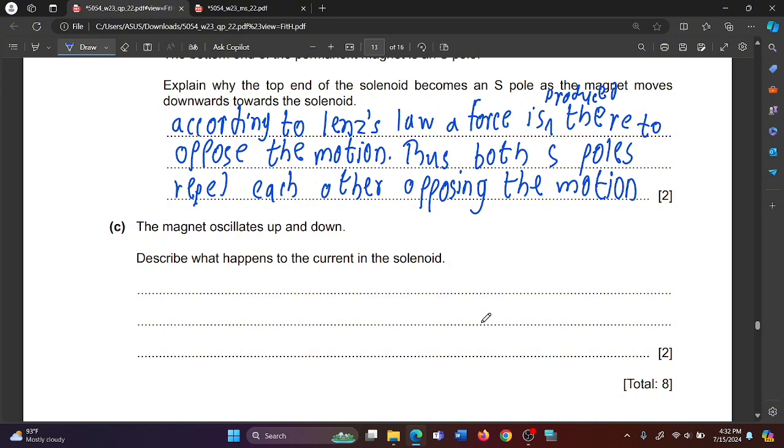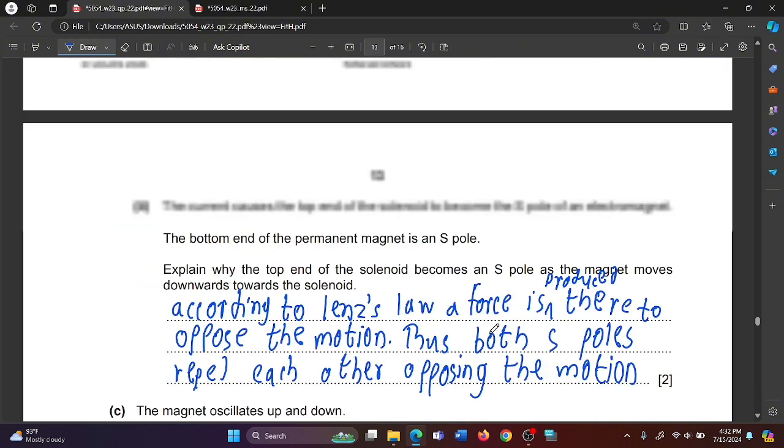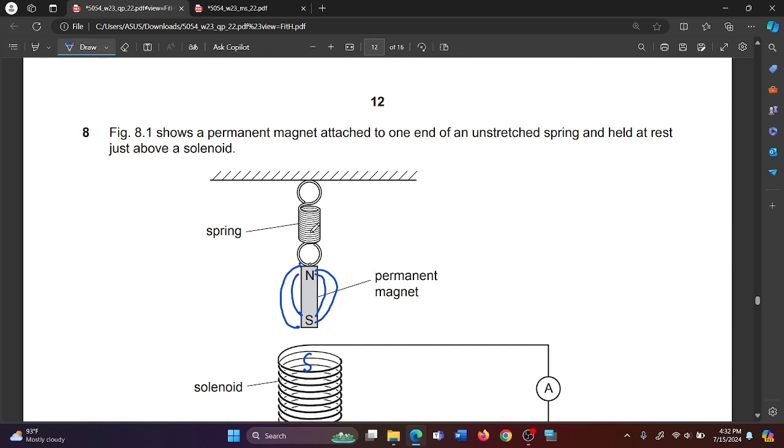Describe what happens to the current in the solenoid. As the magnet is connected with a spring, first after the spring is released, the magnet will go down, then it will come back, then again go down, then again get back. As we know, whenever we drop something with a spring attached to it at a fixed point, the thing oscillates up and down in real life. Thus, the magnet will also oscillate up and down.